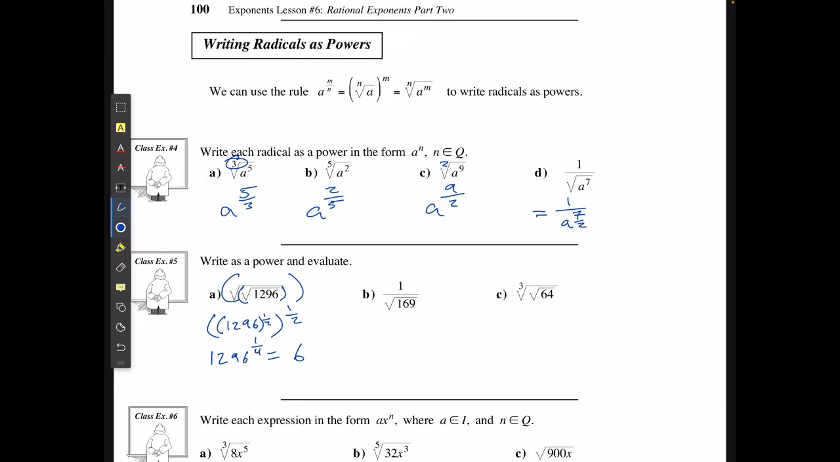For example 2, because this is in the denominator, that's the same as 169 to the power of negative 1/2, moving it up into the numerator, and then square rooting. And the actual value of that is going to be 1 over 13.